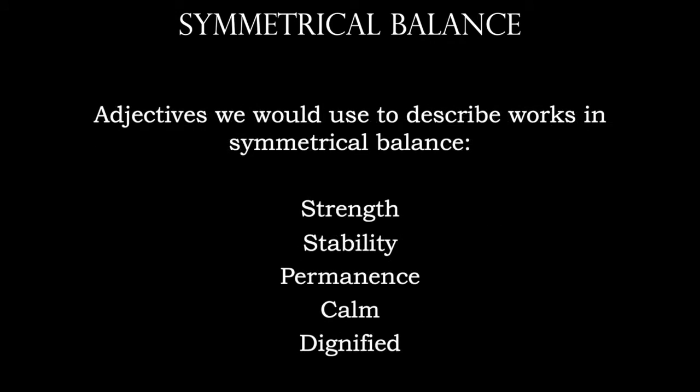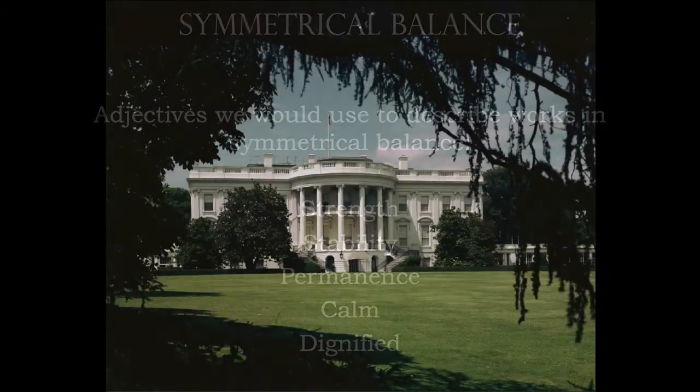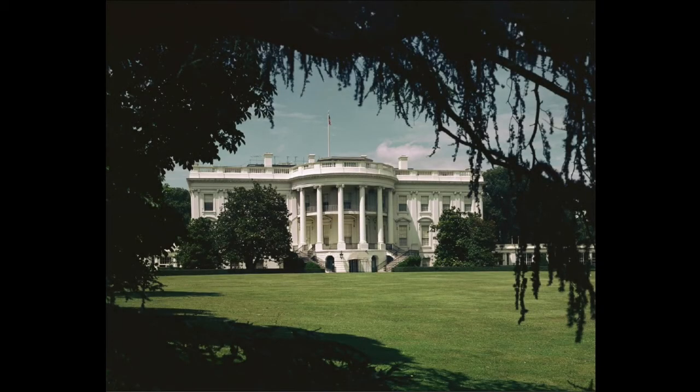Some adjectives we would use to describe works in symmetrical balance: strength, stability, permanence, something that is calm, something that is dignified. Think of how those adjectives play out to a building such as the White House or any government building. Again, religious paintings. We want to attach those adjectives: strength, stability, permanence, calm, dignified. We want those adjectives attached to these types of structures and paintings.